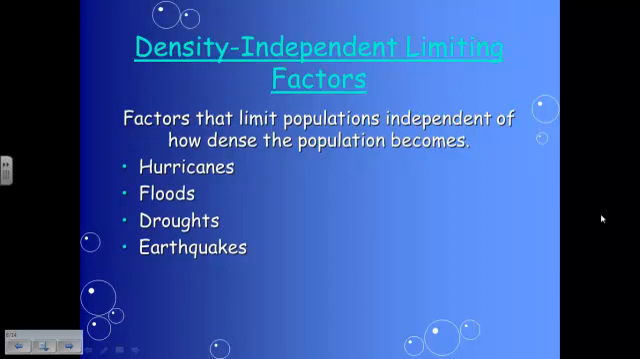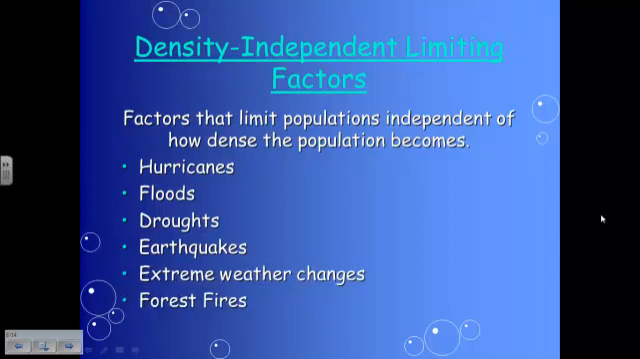All of these occur independent. No matter how big or small the population is, they don't determine hurricanes, floods, droughts, or earthquakes, because truly they are just insignificant. Also, extreme weather changes and forest fires.